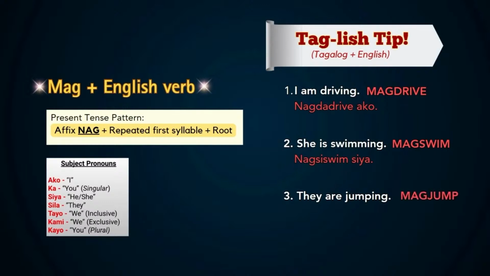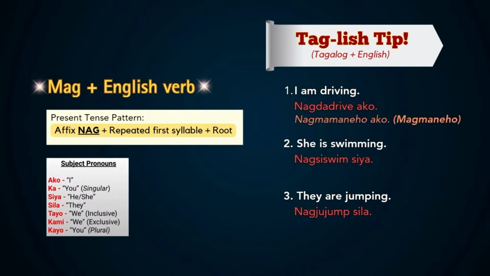What if I told you to use the verb mag-jump? How would you write they are jumping in Taglish form? In Taglish, you could say, nagjajump sila. They are jumping. Nagjajump sila. So the affix is nag, then there's the repeated first syllable or sound, and then the root. Nagjajump sila. So I think this tip is useful, but again, try to go back later on and try to figure out what that word is in Tagalog so that you can say the whole phrase in Tagalog.